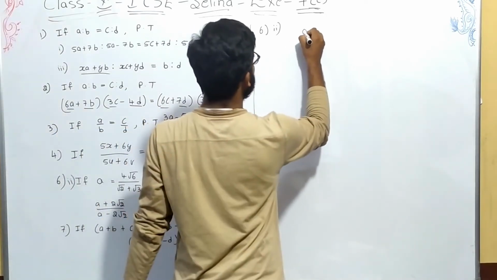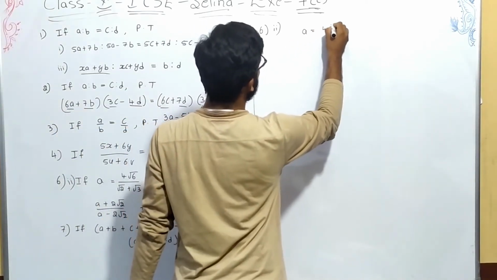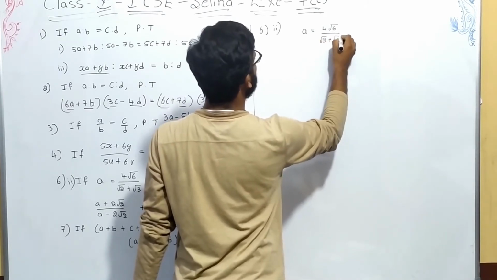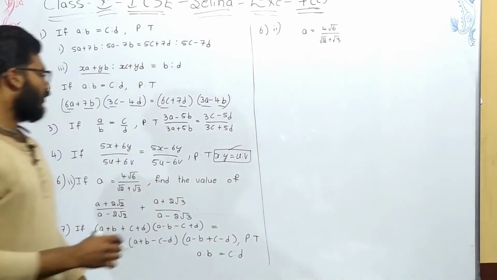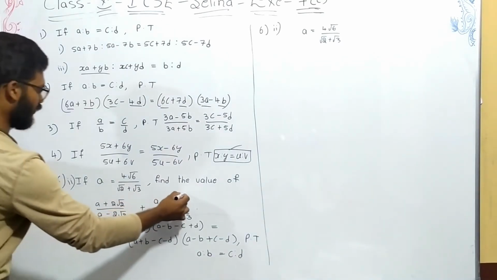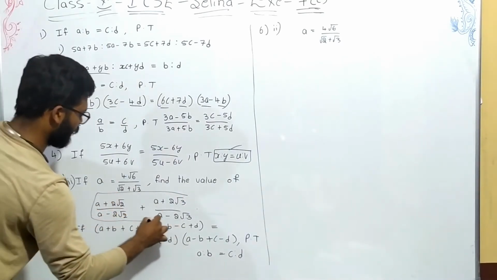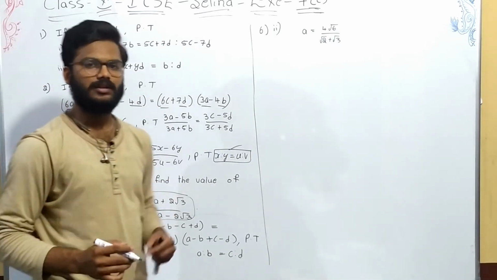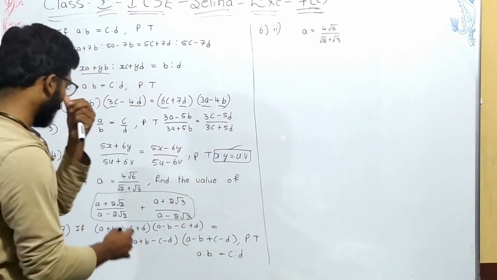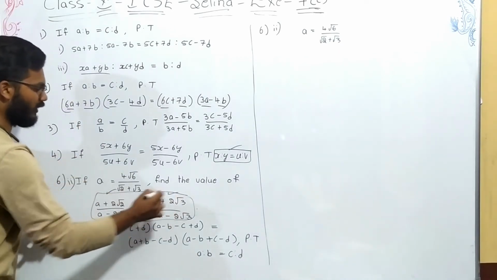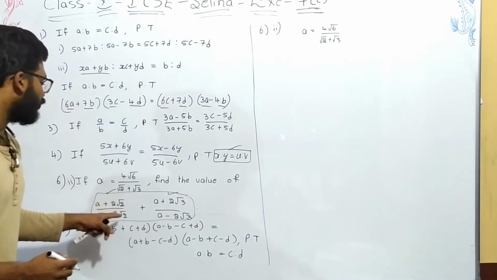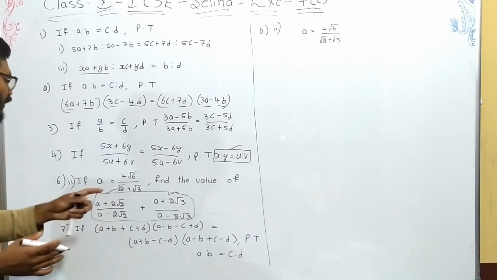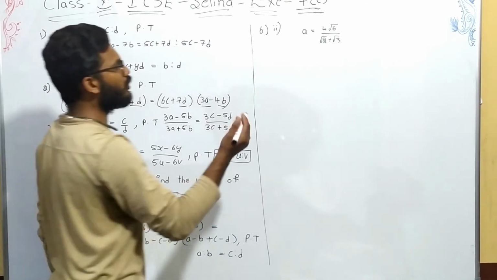So given a is equal to 4 root 6 by (root 2 plus root 3), and we have to find the value of (a plus 2 root 2) by (a minus 2 root 2) plus (a plus 2 root 3) by (a minus 2 root 3). So in order to find these two, first we want these two values, right? So how to get (a plus 2 root 2) by (a minus 2 root 2)? By using componendo and dividendo on a by 2 root 2, right? So I want 2 root 2 first.